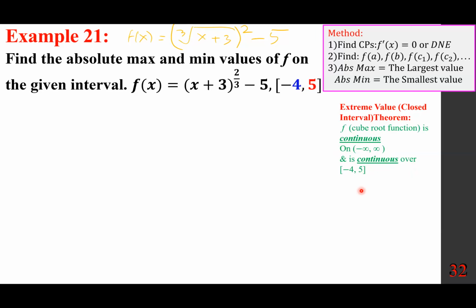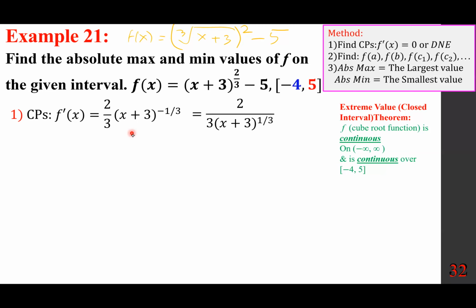So let's find f prime of x. 2/3 times x plus 3 to the power of 2/3 minus 1, or negative 1/3, times the derivative of the inside, 1. So I'm assuming we have no problem with the differentiation. And so this becomes 2/3 times x plus 3 to the power of 1/3, in the denominator.